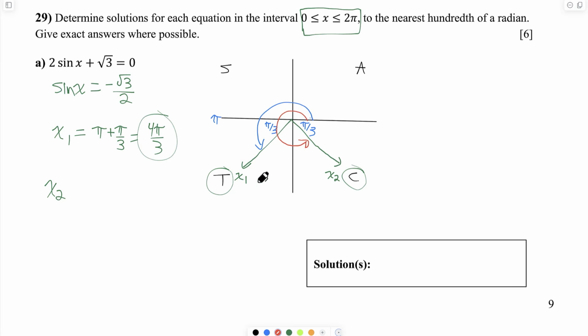My second answer, I'll be looking for how far do I have to rotate to get from the initial arm to the terminal arm at angle 2. Notice it's pi over 3 short of going a full 2 pi. So I could calculate it by doing 2 pi minus the reference angle of pi over 3. So I have 6 pi over 3 minus 1 pi over 3, that is 5 pi over 3. There's my second answer. And in any solving equation question, you can check both of those answers in the original equation to make sure it makes left side equal to right side.